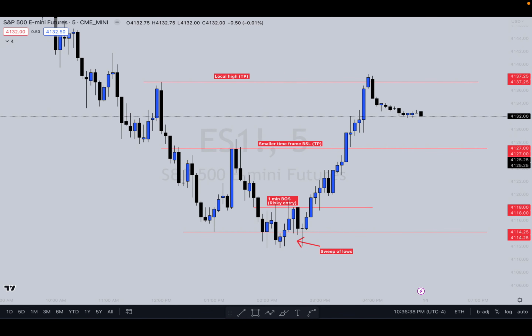So for a market structure shift model, this is the perfect example I want to incorporate. This is another A++ trade, but for a market structure shift model. You can see ES coming into the end of the day, the end of this trading day here.